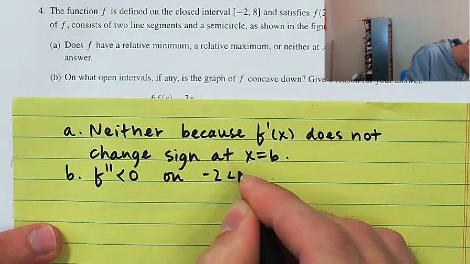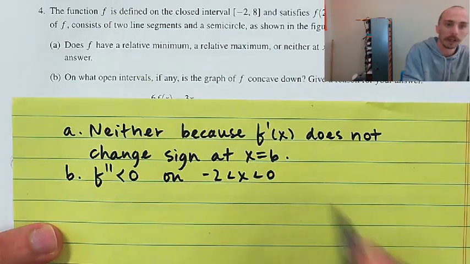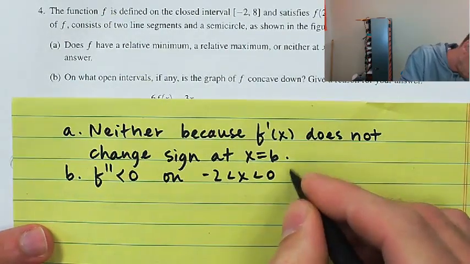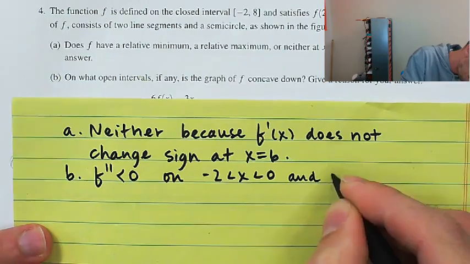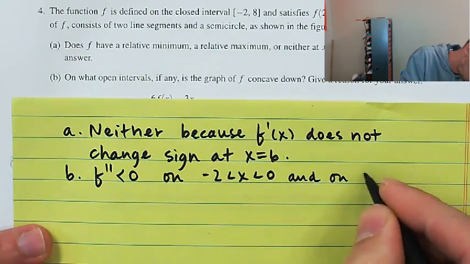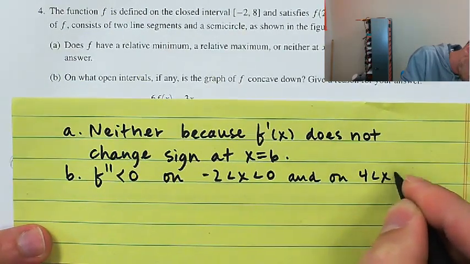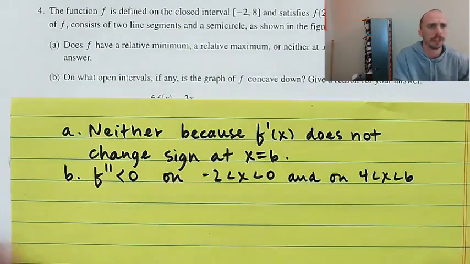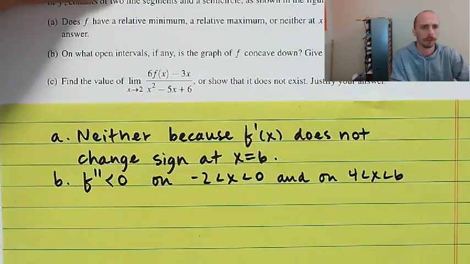So -2 less than x less than 0. It's an open interval. And on, 4 to 6. Okay, this one started off pretty easy. I wonder if it's going to get a little bit more difficult here.